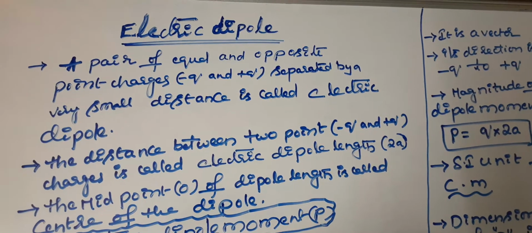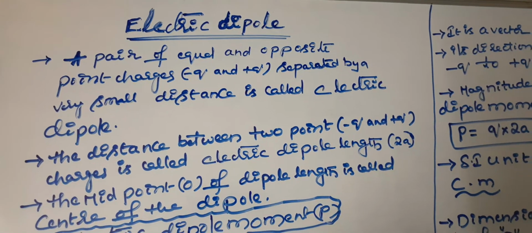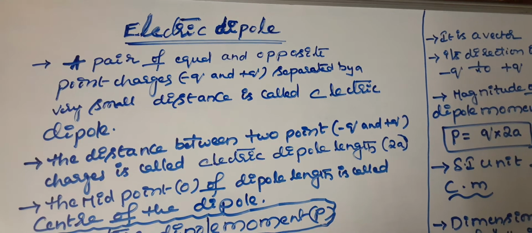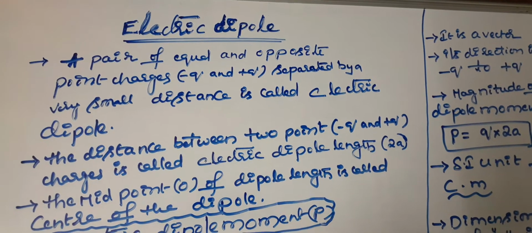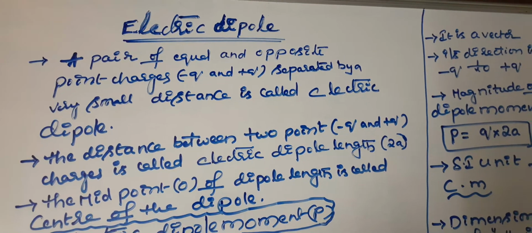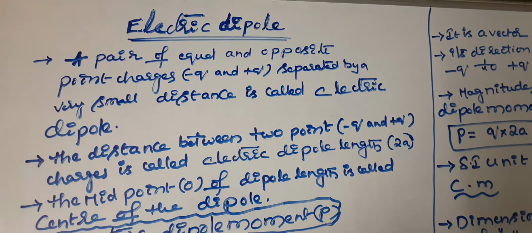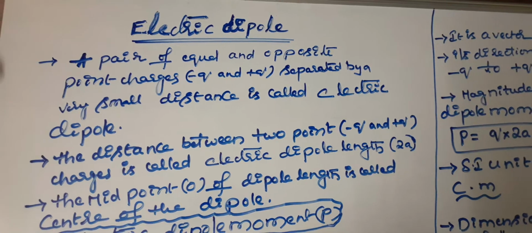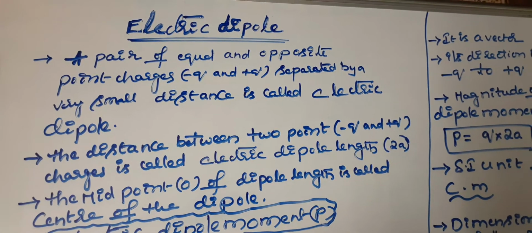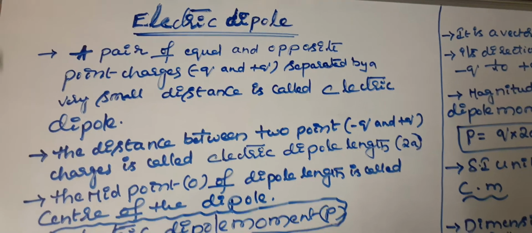Now, what is an electric dipole? An electric dipole is nothing but a pair of equal and opposite point charges, minus q and plus q, separated by a small distance. This small distance is a vector. That means the charges are equal in magnitude but opposite: one is negative, another one is positive.